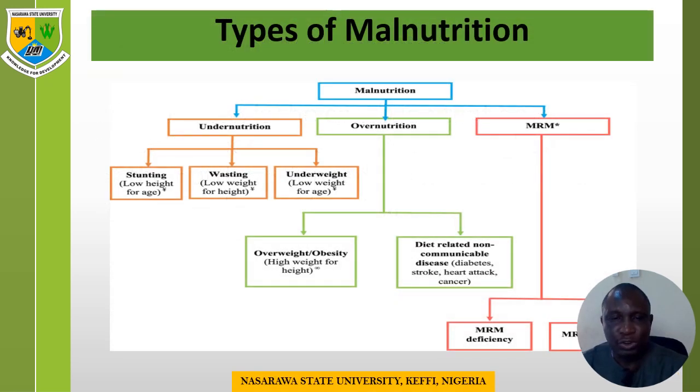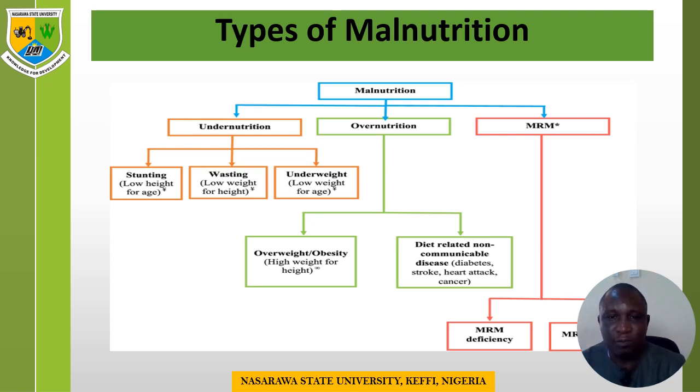Types of malnutrition. We have different types of malnutrition. The figure displayed above shows different types of malnutrition. The first one, on the far left, is undernutrition, and undernutrition has three forms: stunting, which refers to low height for age; wasting, low weight for height; and underweight, low weight for age.